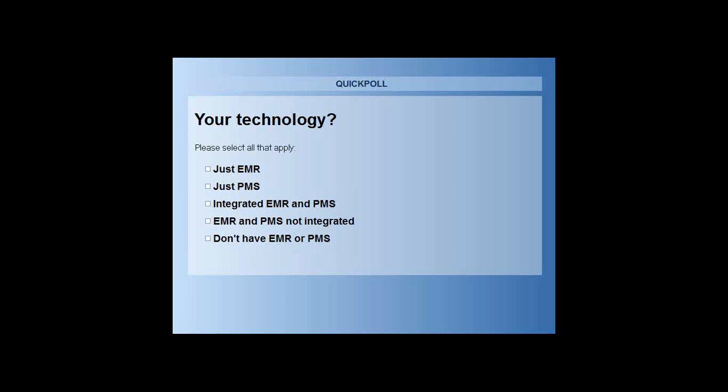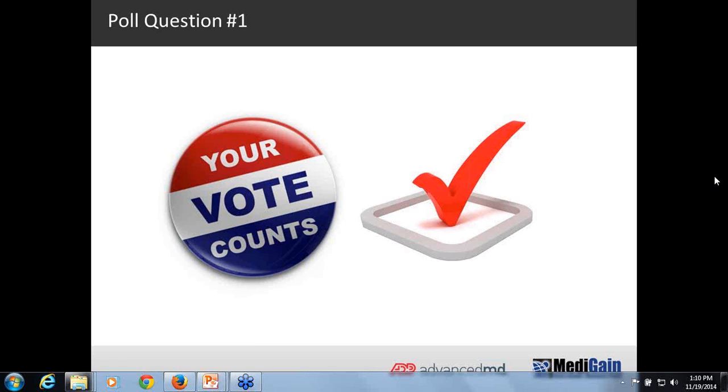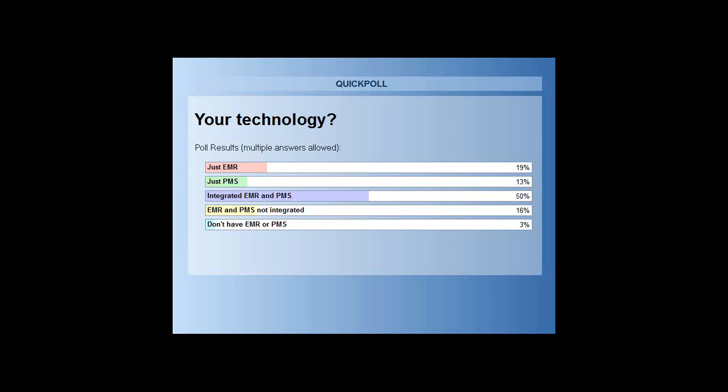Okay, we've closed the poll. Let me share it with you all. So there is about 50% of you do have an integrated EMR and PMS, 16% where it's not integrated, and some of you all just have an EMR or a practice management system.